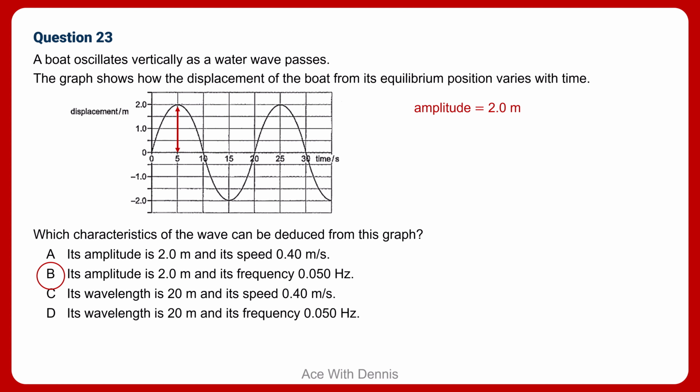Next, this is how we measure the period. This is one complete wave. From the graph, we can see that the period T is 20 seconds. Hence, frequency f is 1 over T, which is 1 over 20, and we'll get 0.050 Hz. Therefore, the answer is B. Amplitude is 2.0 meters and the frequency is 0.050 Hz.